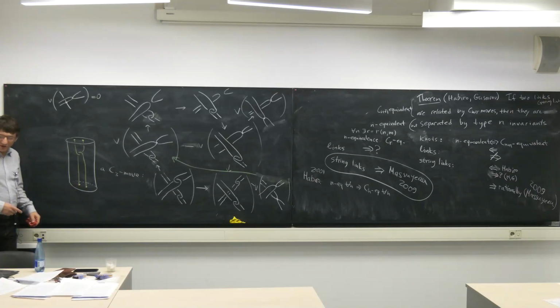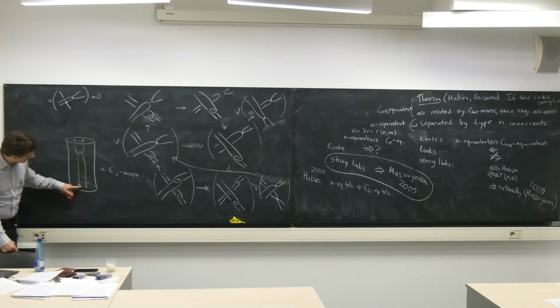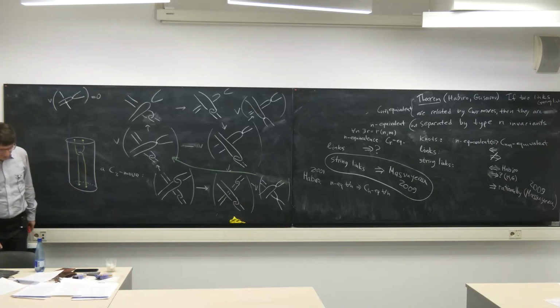So any of the strands? Any of the strands. Yes, one of them. You select any one of them and replace it by this picture. So you will obtain several moves from each C3 move. You will obtain several C4 moves. Okay?